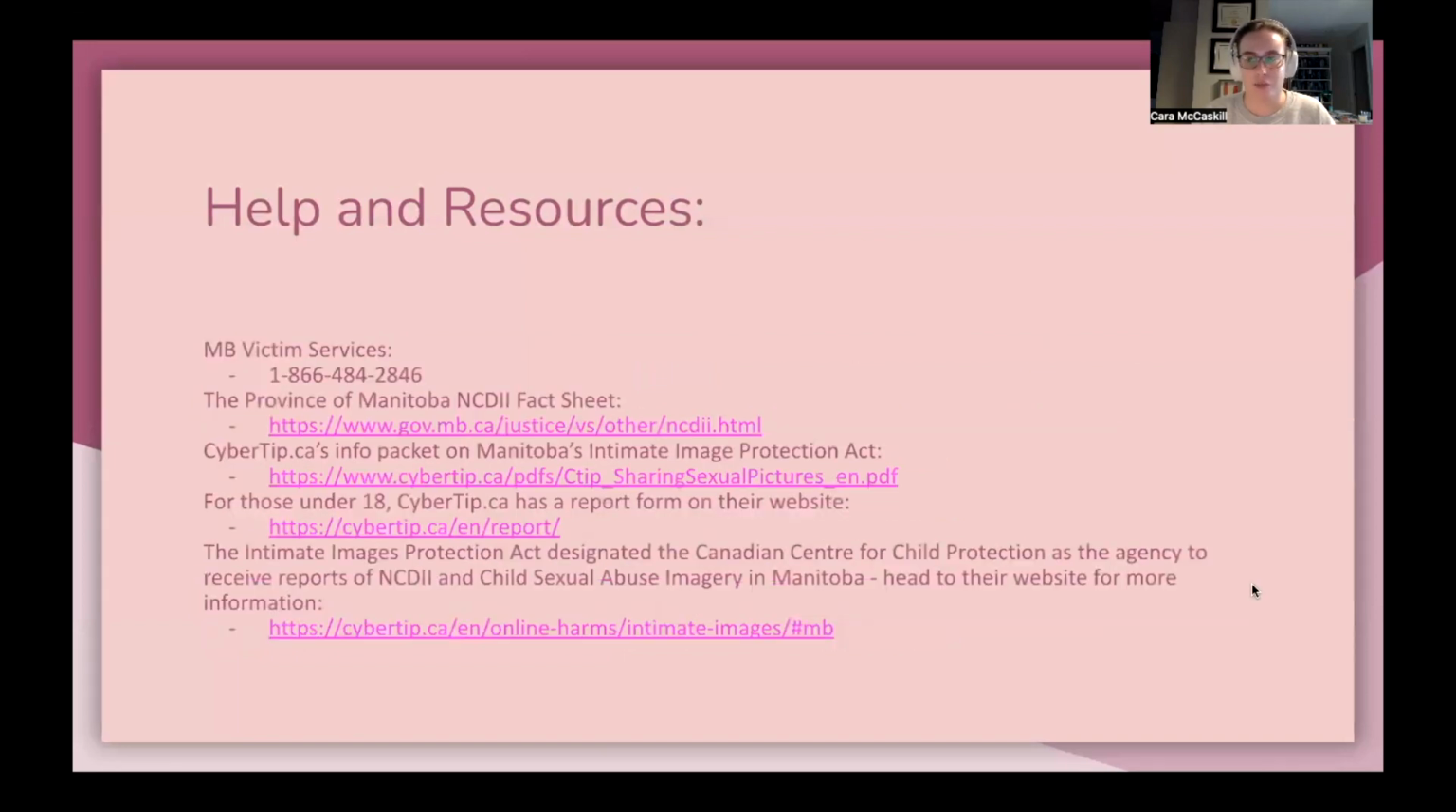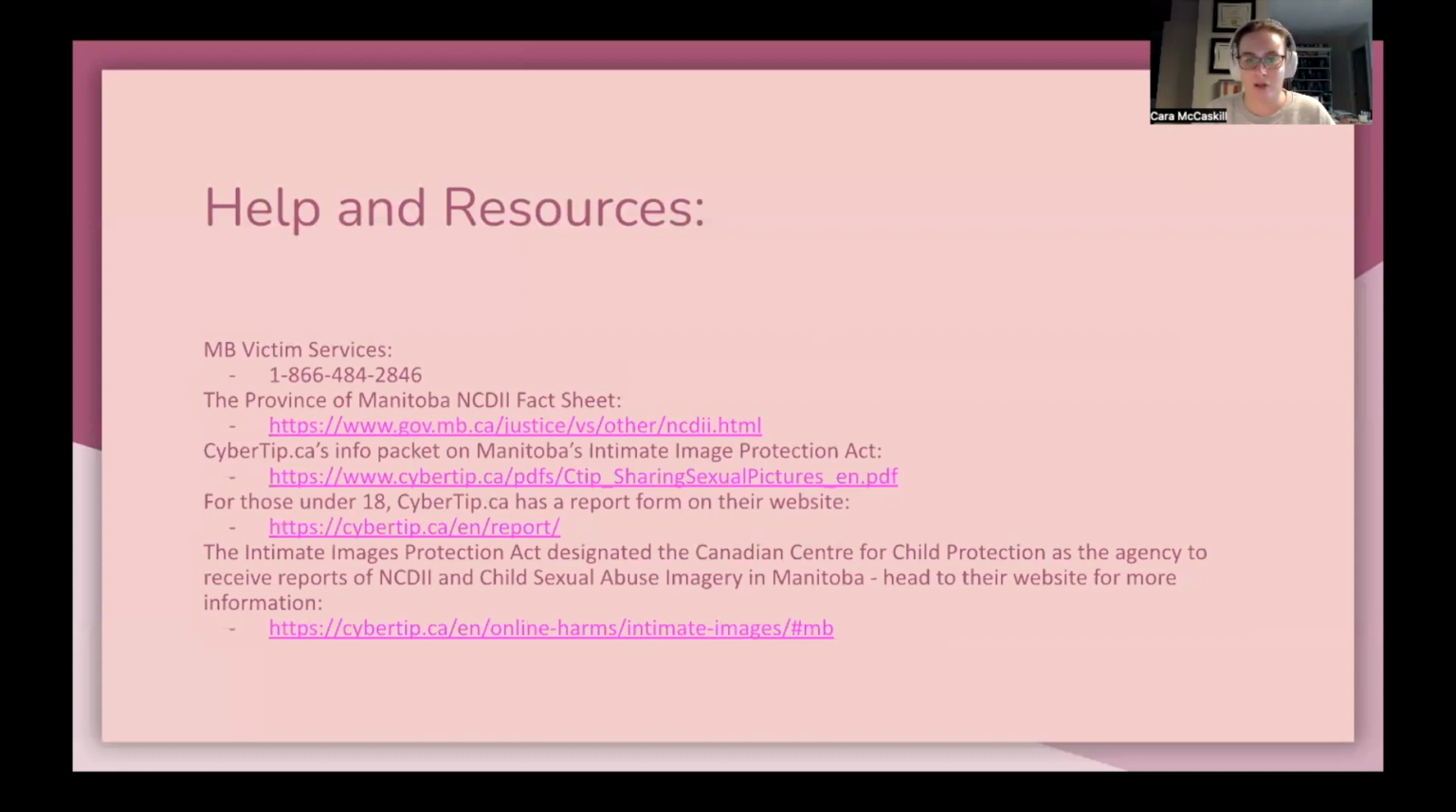There's also Manitoba Victim Services that families can contact if a child has been the victim of online child sexual exploitation, and they can direct you from there. The province of Manitoba on their website here has an NCDII fact sheet. Cybertip has an info packet on Manitoba's Intimate Image Protection Act if you want more information on that.